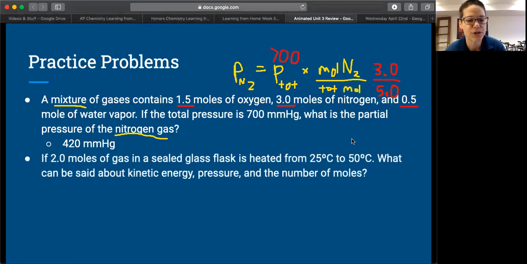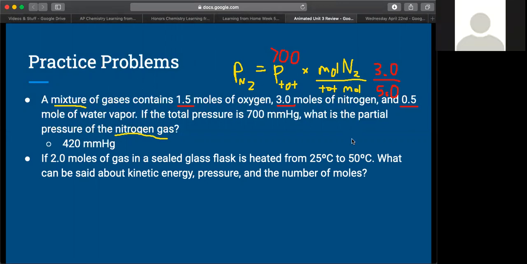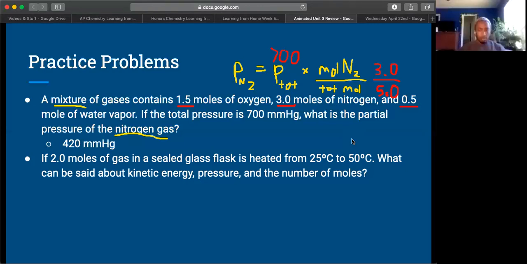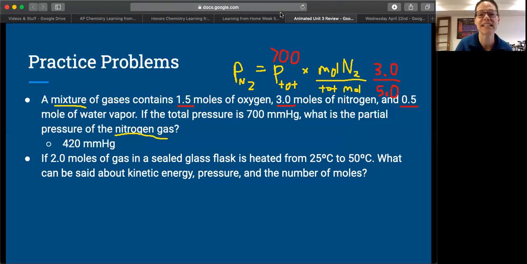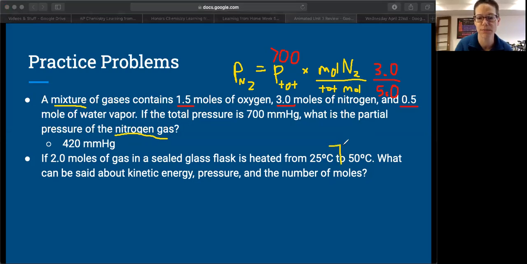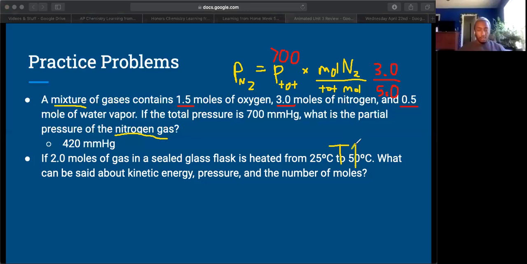Okay. Now, if 2 moles of gas in a sealed flask is heated from 25 to 50, what can be said about the kinetic energy, the pressure, and the number of moles? So first off, are they asking you for a calculation here? No. So don't start doing a calculation if they don't actually ask you for one. They're saying what's going to happen. So what is the condition I am changing? The temperature. And I'm increasing it.